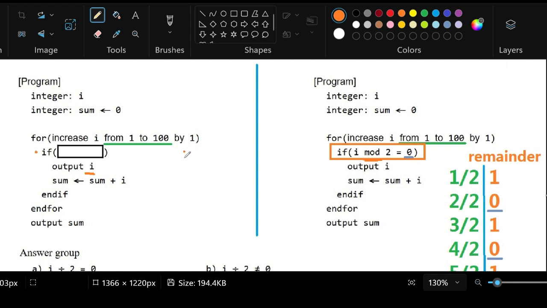In certain programs, the counting starts off at 0 instead of 1, but in this case we start off at 1. And then we see an if statement here, and we do get a blank, and I think that's the part where we have to answer. And the way to answer it is, of course, to look at the answer group.